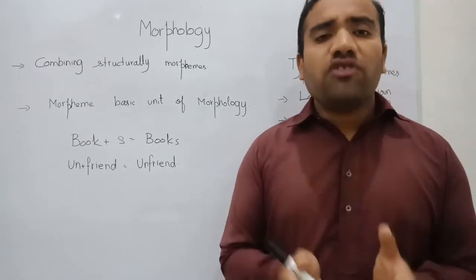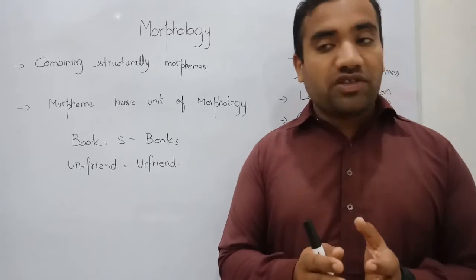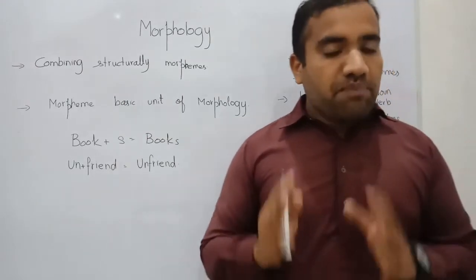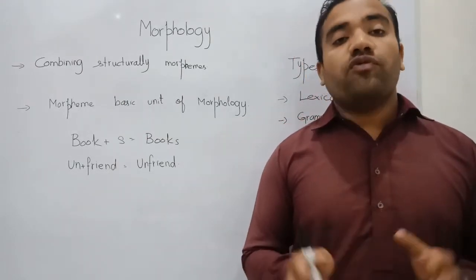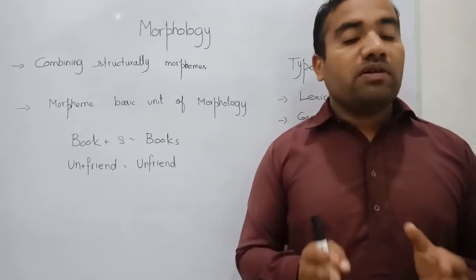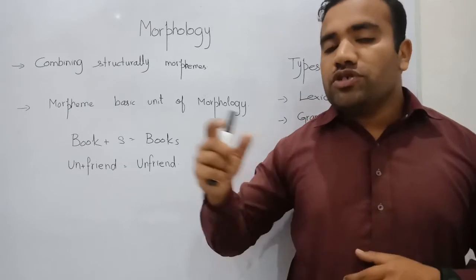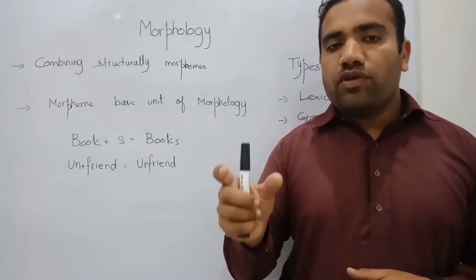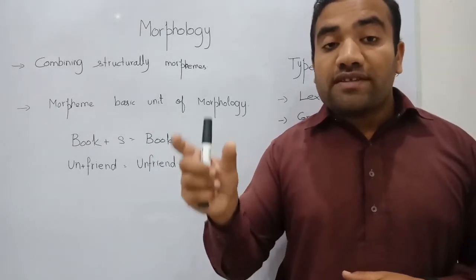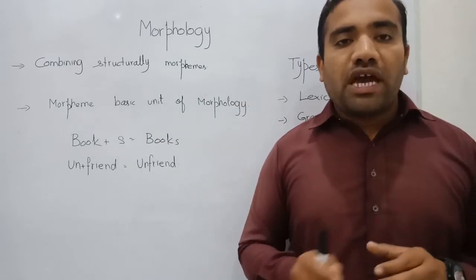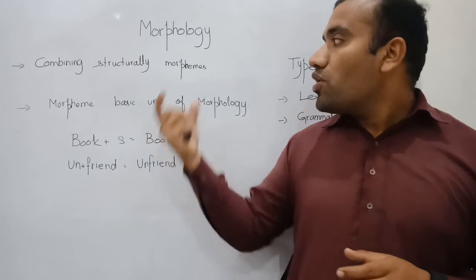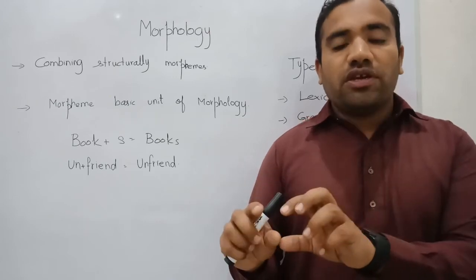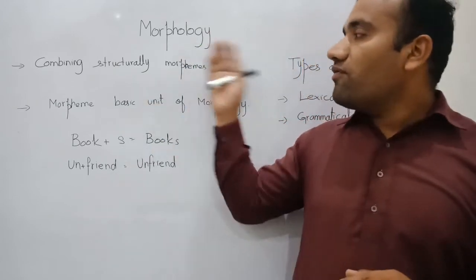In precise terms, morphology is the structural combining of morphemes. In simple words, if we want to make a word, we have the morphemes, the units. This is the unit of morphology. The unit of syntax is the word, and the unit of morphology is the morpheme. When we structurally combine the morphemes, this is called the study of morphology.